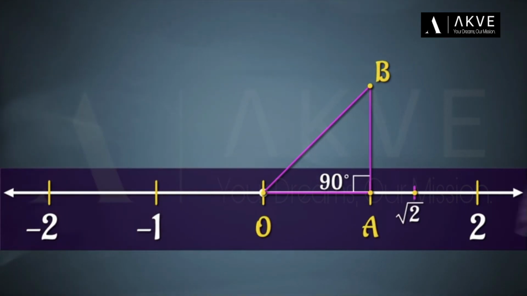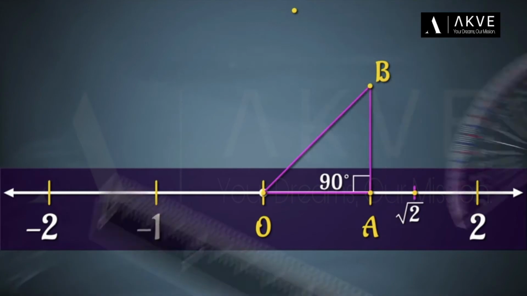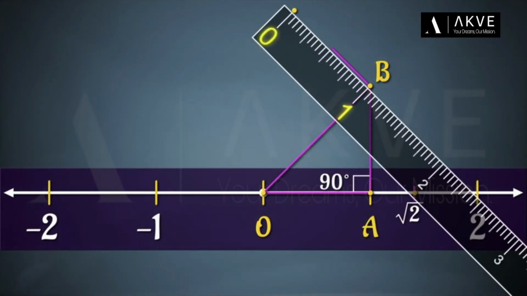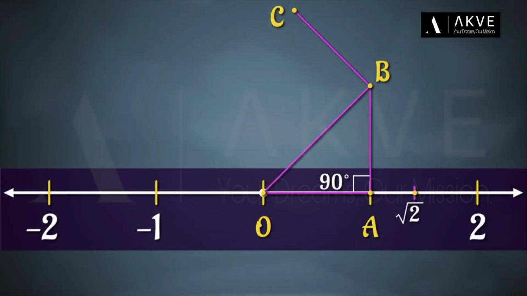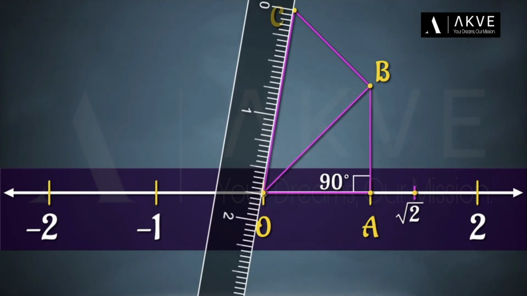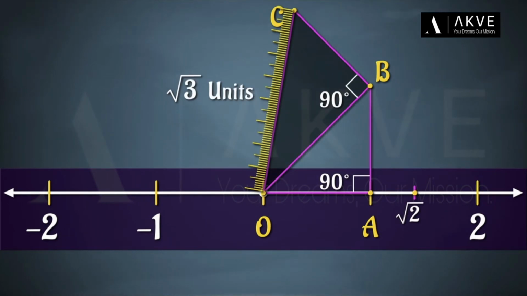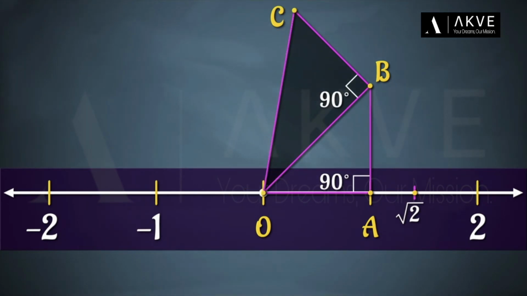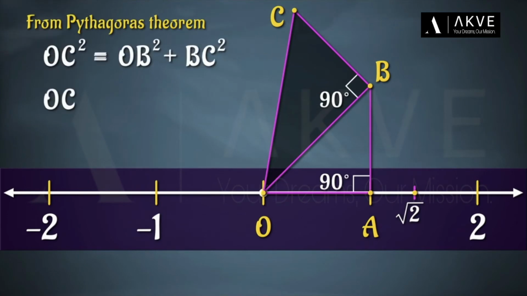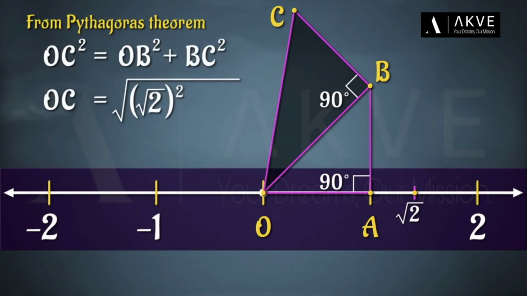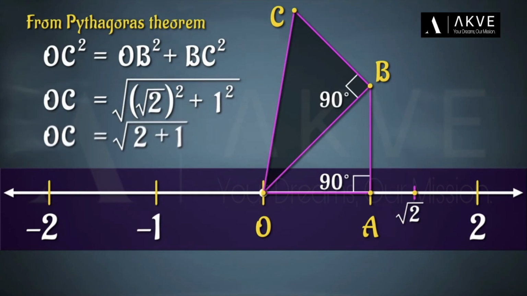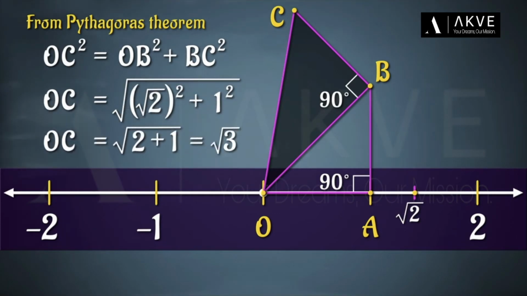Now, how can we represent the irrational number square root of 3 on the number line? For this, draw a perpendicular line to OB of 1 unit length and name it BC. Now we will get a right angle triangle OBC with the length of OC equal to square root of 3 units. Because in right angle triangle OBC, OC is equal to square root of (square root of 2 whole squared plus 1 whole squared), which is square root of 3 units.